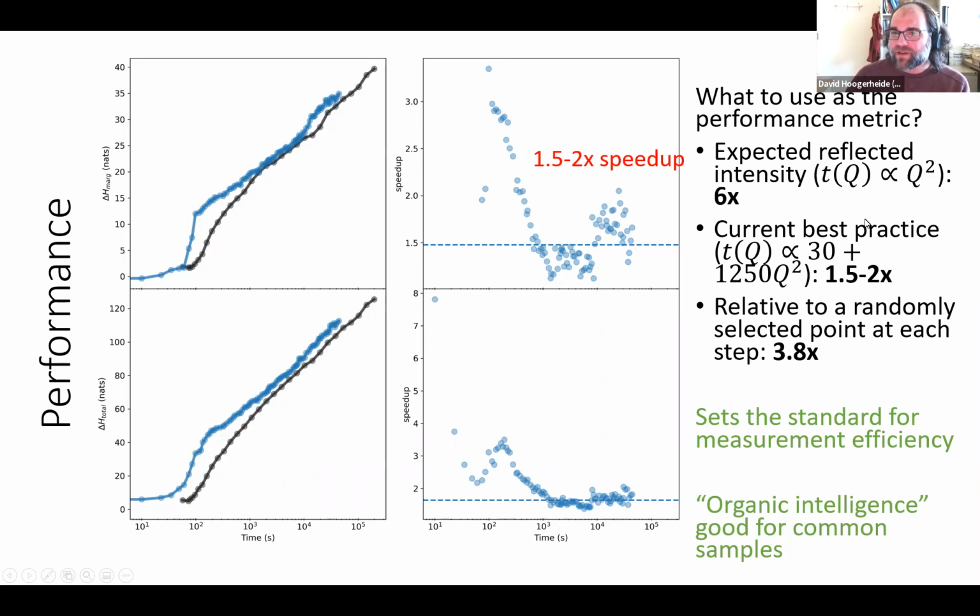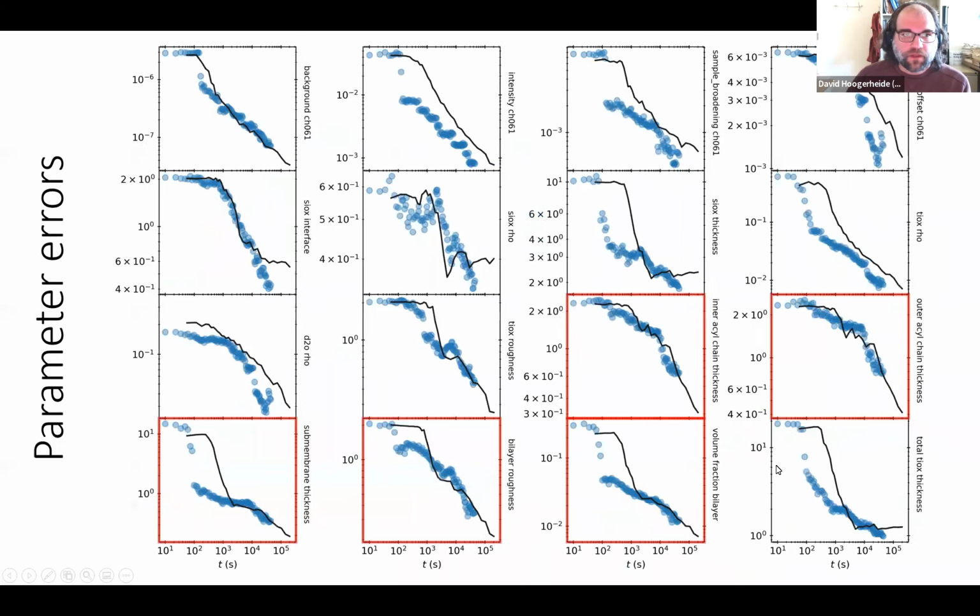And what I want to point out is that even though we have decades of experience, we do pretty well with our current best practices, but the autonomous measurement actually does better than that. So really, this sets the standard for measurement efficiency. And I don't want to imply here that this algorithm is necessarily the best one. I think the search for a perfect algorithm is something that people are always doing, but this one seems to work pretty well. It also shows that we do pretty well with our organic intelligence, our experience, our intuition for common samples. I'll show you other examples in a few minutes where we do better than that.